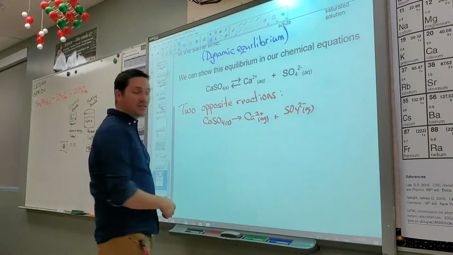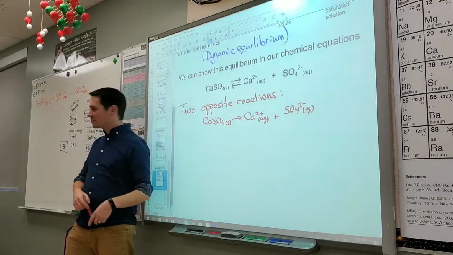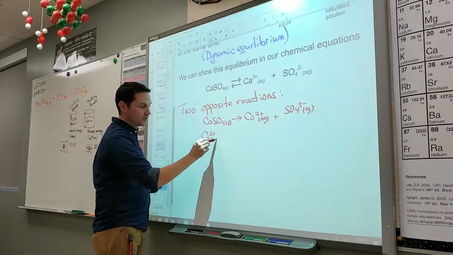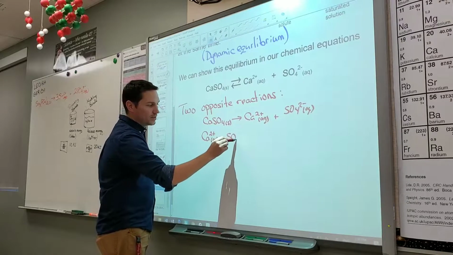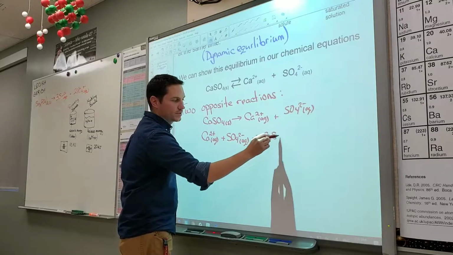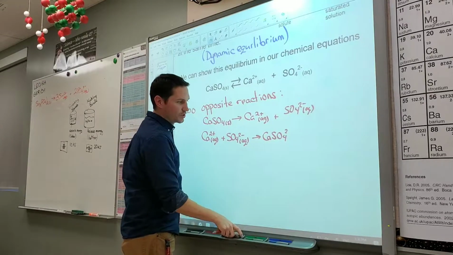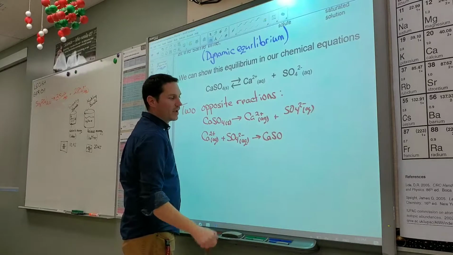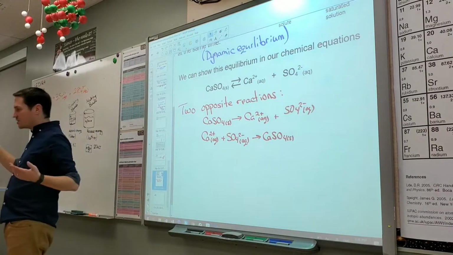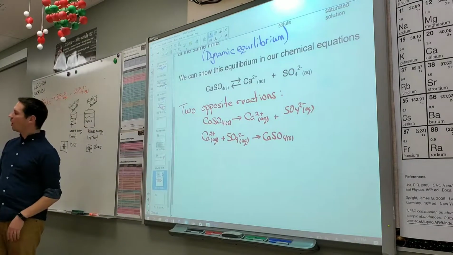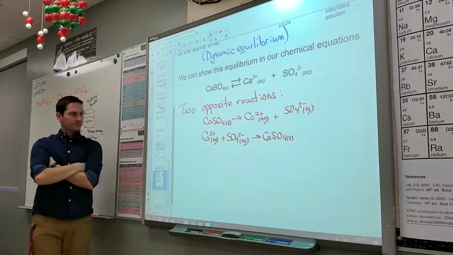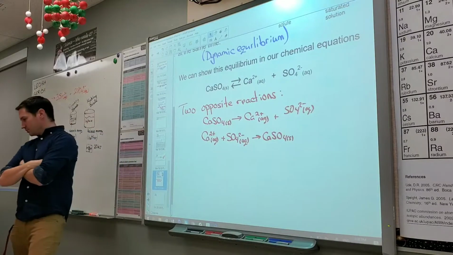And then there's an opposite reaction. What's the opposite reaction of this? The forming, right? The calcium 2 plus and the sulfate coming together to form calcium sulfate. No charge. And this will happen for every solid. Every single solid will eventually form some sort of a precipitate. There is always a maximum solubility for any sort of solid compound at all.